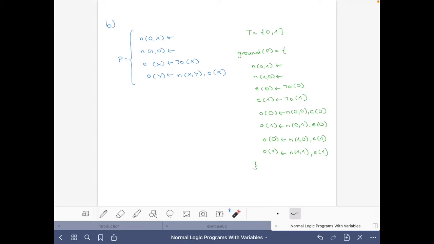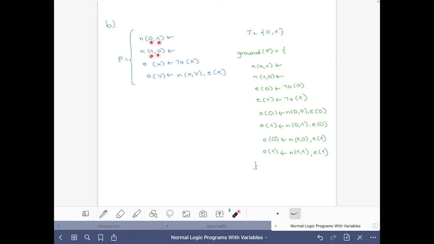Let's do now part B of this exercise on normal logic program with variables. Here I have written program P, and I've written only the initials of the predicate names. So the first task is to write the ground instantiation of P, and I have already written it here. And for doing this, first I wrote the Herbrand universe.